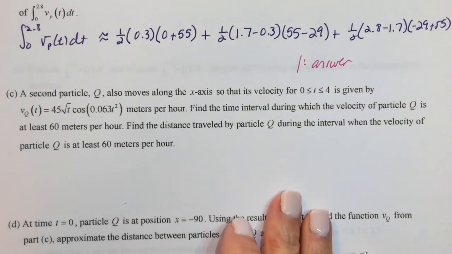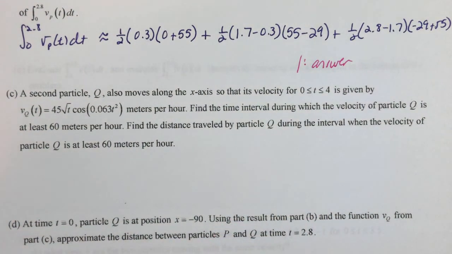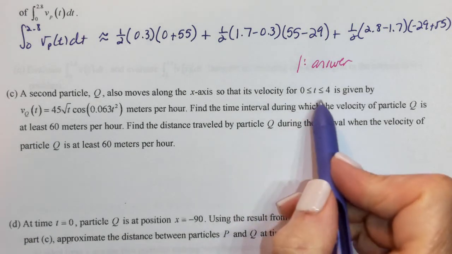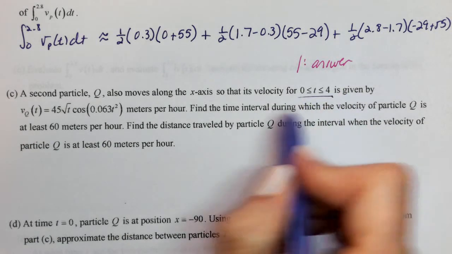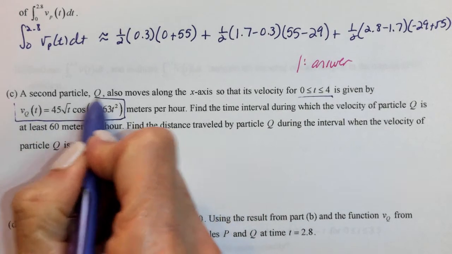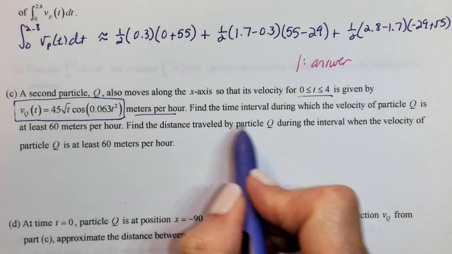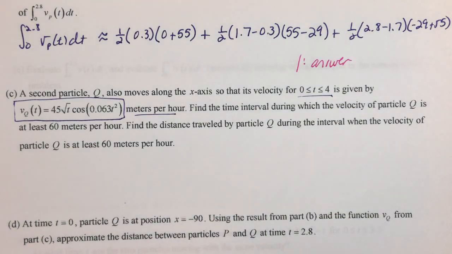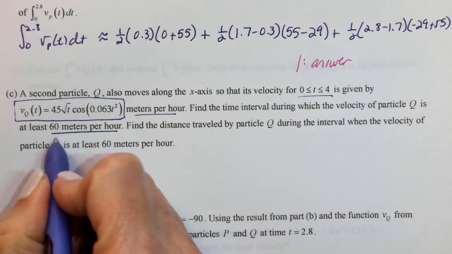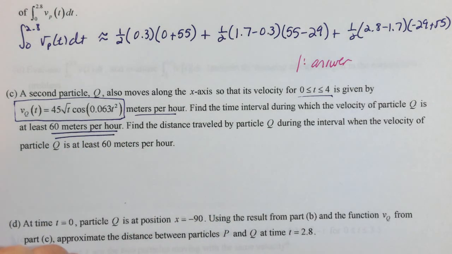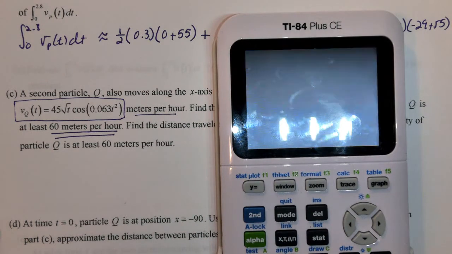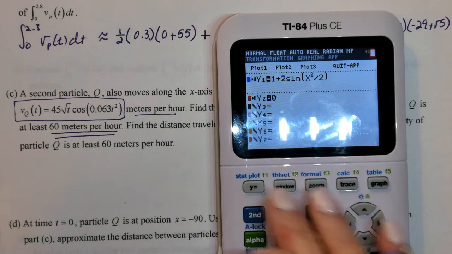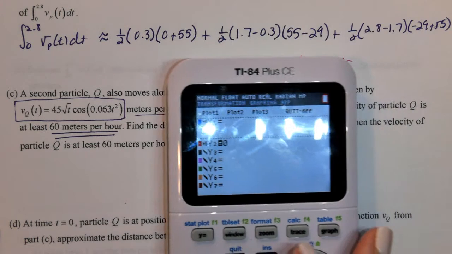Okay, part C. A second particle Q also moves along the x-axis so that its velocity for 0 to 4 is given by this equation, still meters per hour. Find the time interval during which the velocity of particle Q is at least 60 miles per hour. Okay, that doesn't sound very hard. We just need to graph that, right? So this is a calculator active problem. We have not used our calculator yet in this problem, but it is calculator active.